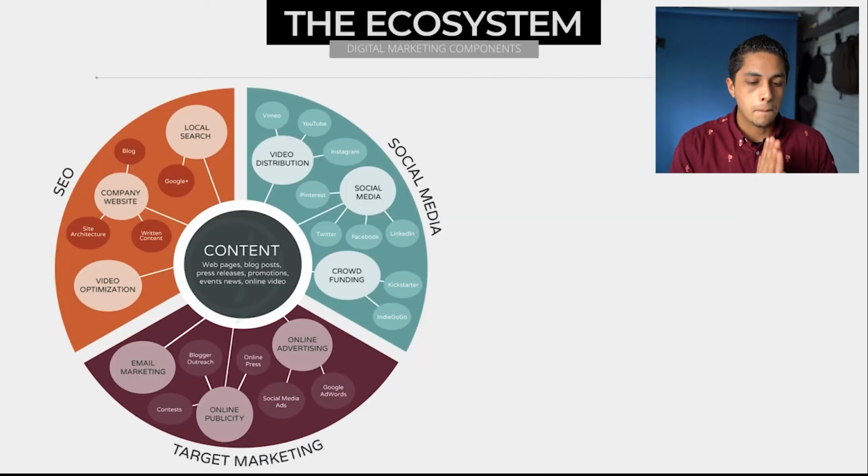There's many components to digital marketing. It's important that you understand the ecosystem. And what is the ecosystem? I keep saying this word, the digital marketing ecosystem. The ecosystem can be represented by this graph here. I found this online, and this is a very good representation of what digital marketing is.